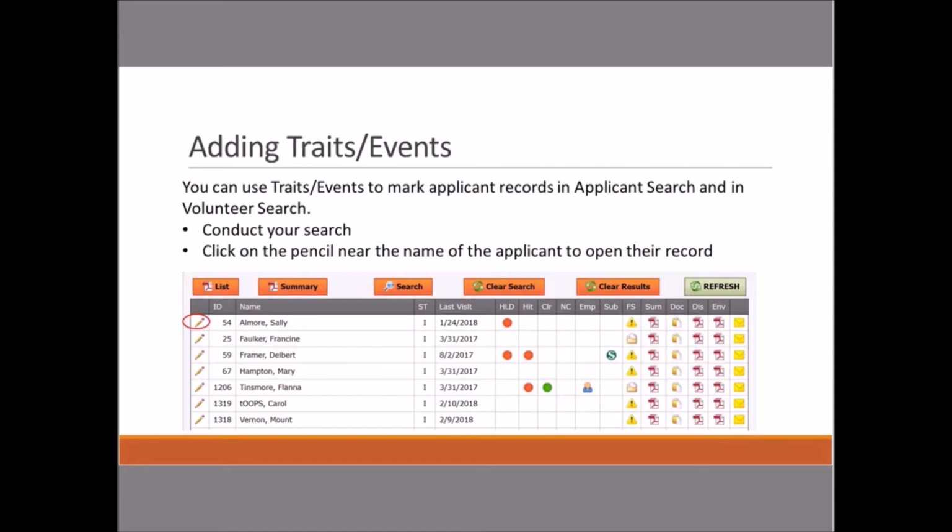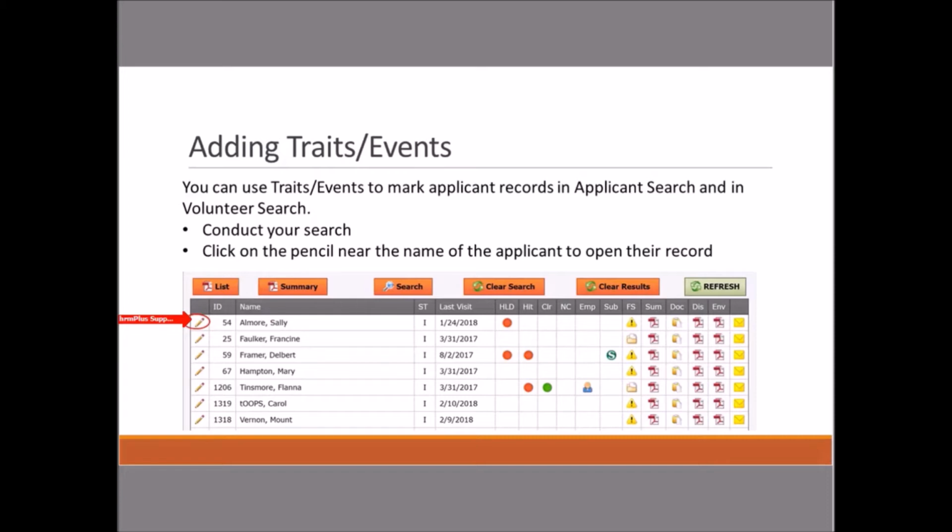When you're in either applicant search or volunteer search, you would conduct your search, whether it's by a specific job or, with volunteers, by the status, looking for complete people. Once you have that data, and it shows at the bottom part of your screen, it's really simple to add a trait or event. You start by clicking the pencil by their name so you can edit and mark their record.